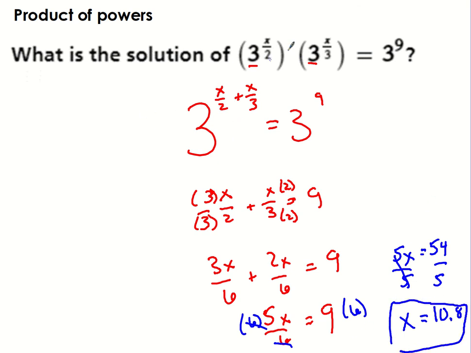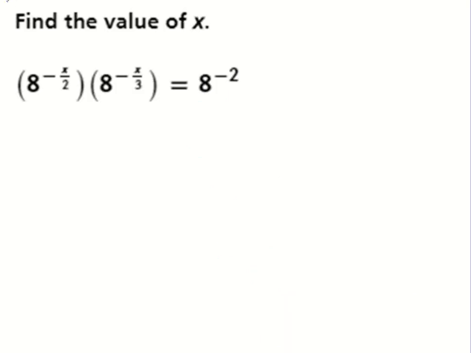And the way I did that, I used my product of powers. I added my exponents together, and then when I had the same base, I knew that this had to be equal to 9, so now I had to figure out what value of x would make this equal to 9. Okay. Try this one on your own. It's the same process. We have the same base. See how you do.